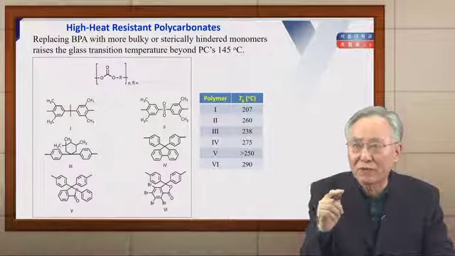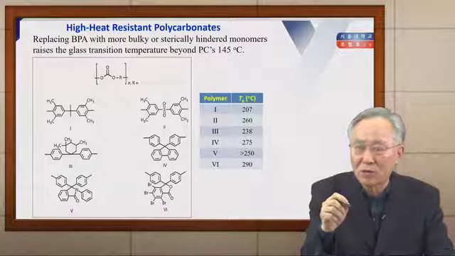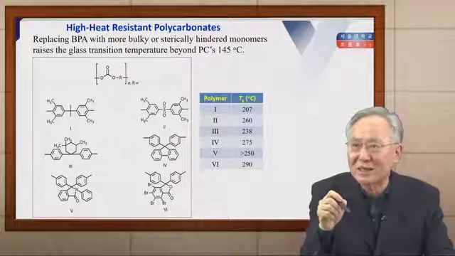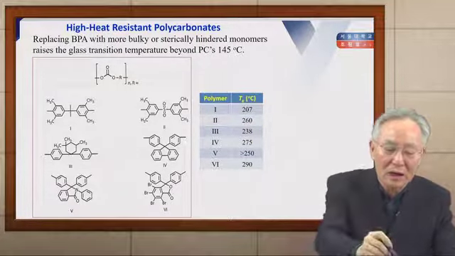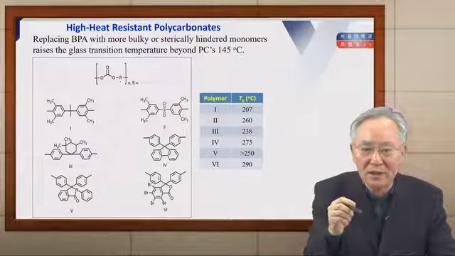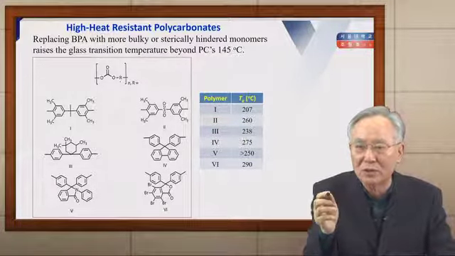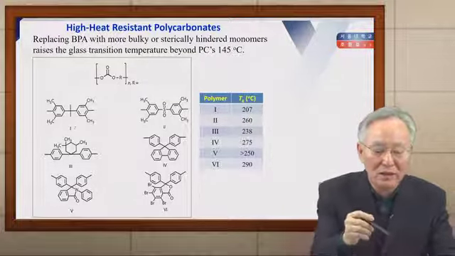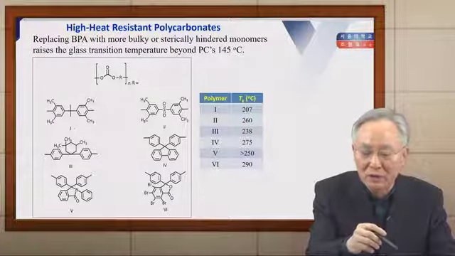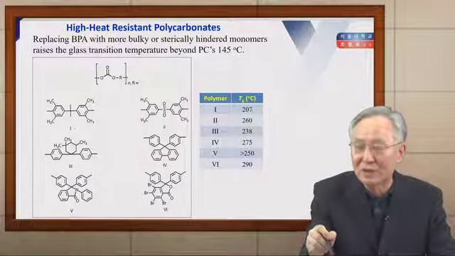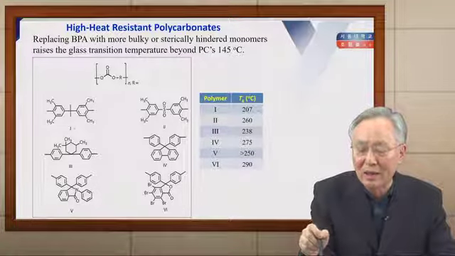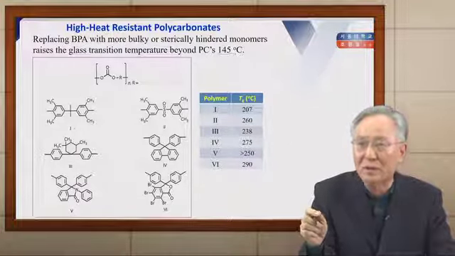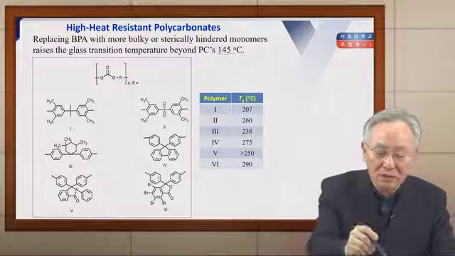So in order to improve heat resistance of polycarbonate, we may replace bisphenol A with more bulky or sterically hindered monomers. Now, since R is bisphenol A, that is BPA-based polycarbonate, which is most widely used. And R is replaced by 1. 1 is tetramethyl bisphenol A. And then the glass transition temperature is 207 degrees centigrade, which is higher than the BPA-based polycarbonate, that is 145 degrees centigrade. Now, R is replaced by 2.